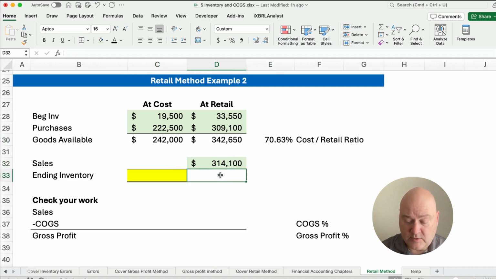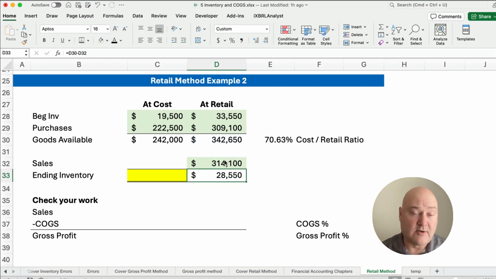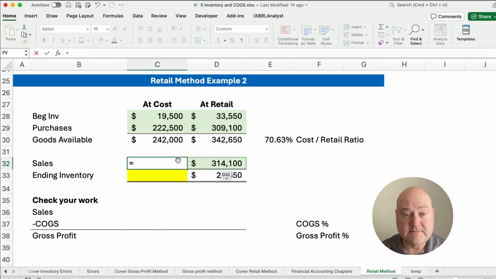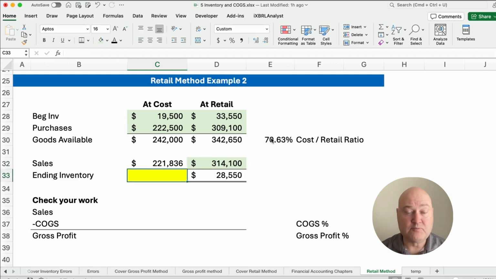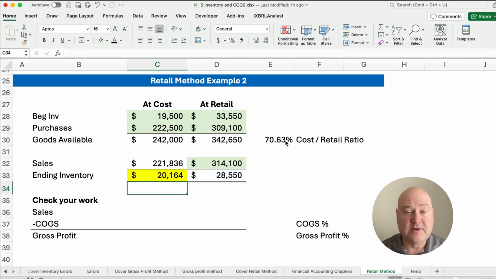All right, so we can take the 342 minus the 314. So our inventory at retail prices is 28,000. But we know inventory at sales, our 314 times the 0.7063 is 221,836. We can take the 28,000 times the cost ratio, the cost to retail ratio. So our answer is 20,164.